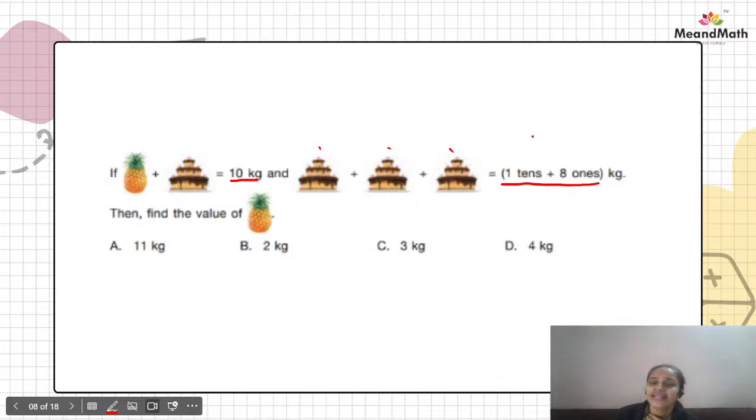So when I say 1 tens and 8 ones, my number is 18 kgs. Right? My number is 18. So 3 cakes are equal to 18 kgs. And 1 cake plus 1 pineapple is equal to 10 kgs. So what is the value of the pineapple?